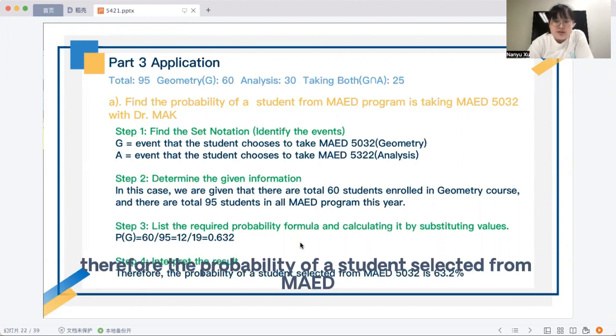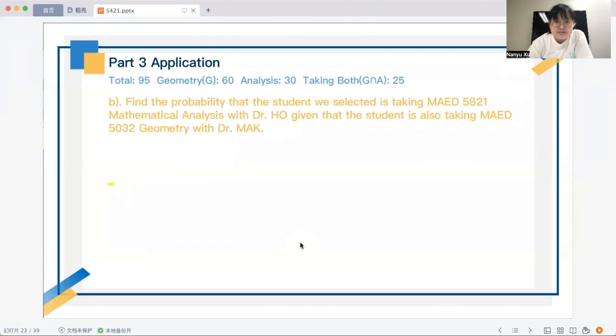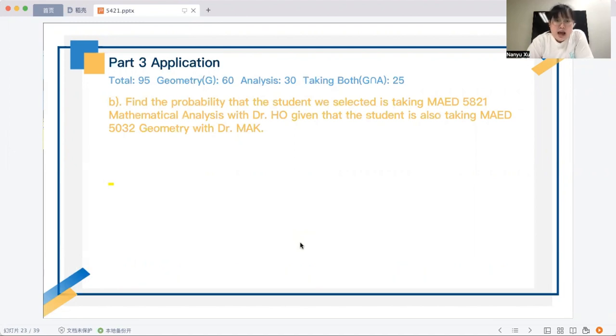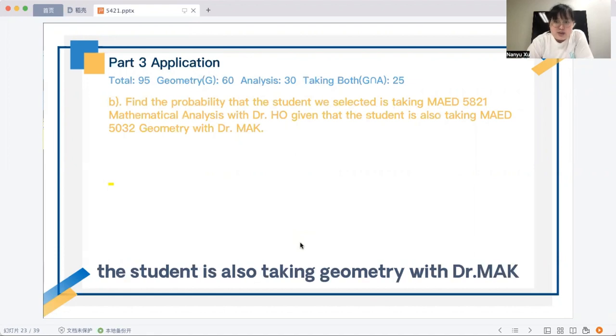Therefore, the probability of a student selected from MED 5033 taking geometry is 63.2%. And move to our part B. Find the probability that the student we select is taking mathematical analysis with Dr. Hu, given that the student is also taking geometry with Dr. Mark.